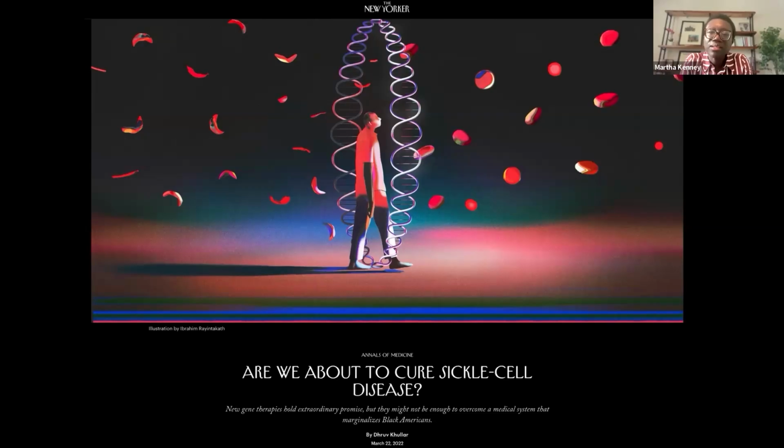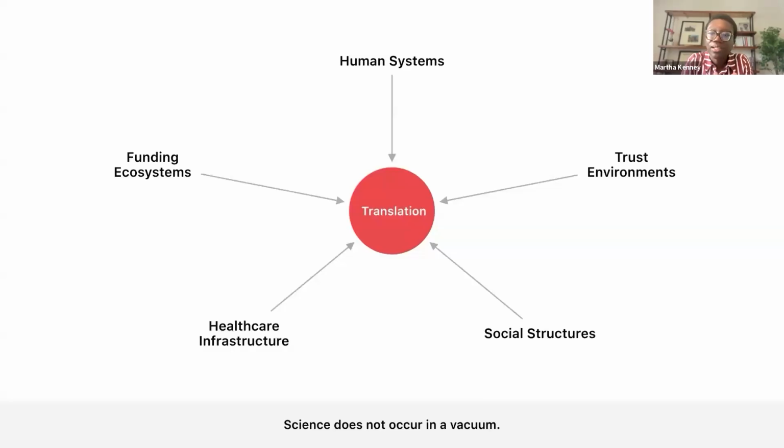But anytime we think of science, we have to remember the science doesn't occur in a vacuum, that science actually occurs in an ecosystem that we have to understand. And that ecosystem includes human beings and the lives that they live. It also occurs within trust environments. If you are doing scientific research within a condition where trust is a major issue because of historical injustices that have been committed to the community, you have to take that into consideration in how your work would translate.